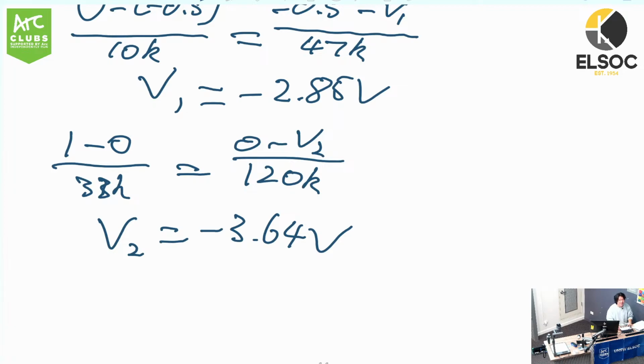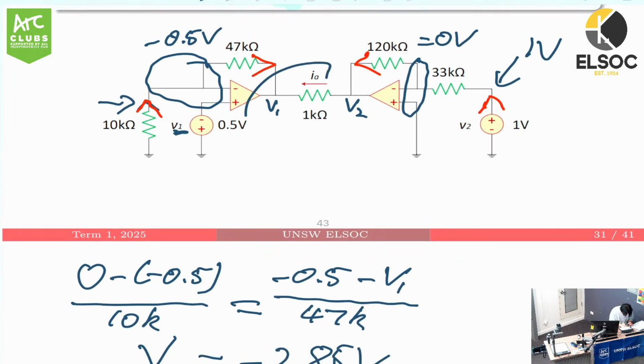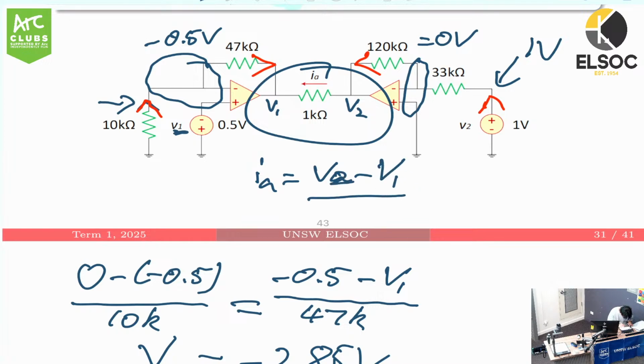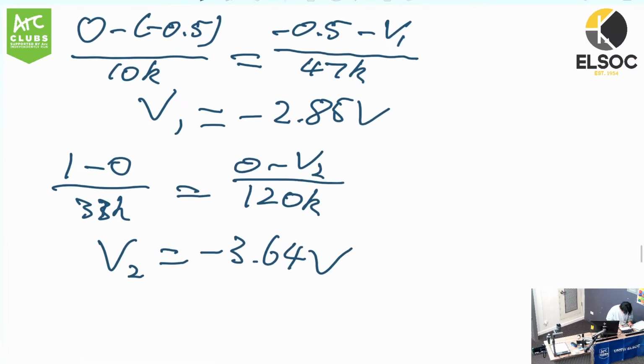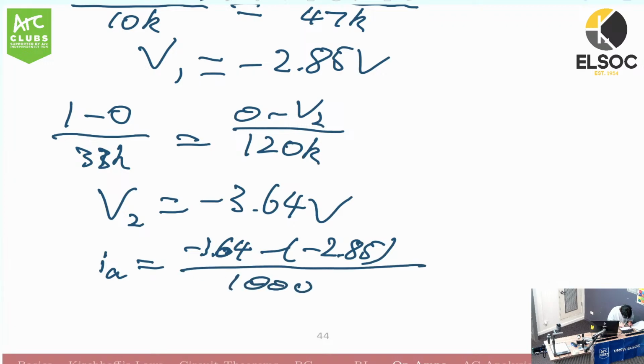Any questions here? Okay, very nice. So the next step, all we have to do is finish it. This IA is equal to V2 minus V1 over 1,000. So that's going to be equal to negative 3.64 minus negative 2.85 over 1,000, giving us minus 0.79 milliamps. Happy? Happy as Larry?